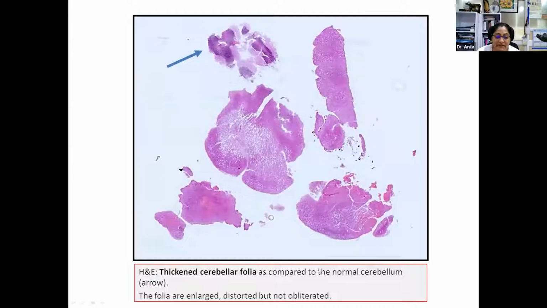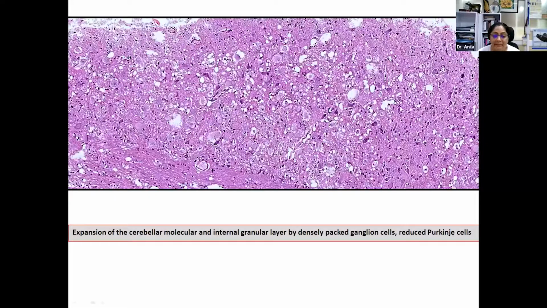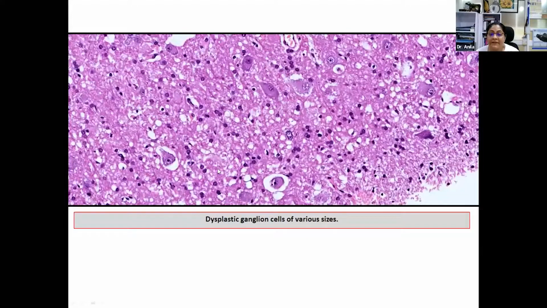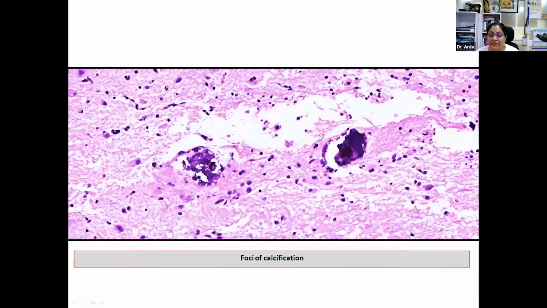These are the HE pictures of the same. There are thickened cerebellar folia, and this is the normal cerebellum. Here is the normal cerebellum with the layers, and these are the thickened, hyperplastic folia of the cerebellum. The cerebellar molecular and internal layers are packed with these pink-looking ganglion cells, and the Purkinje cells are markedly reduced in these tumors. This is the higher power, and these are the large, dysplastic ganglion cells. Vacuolation was also seen in the white matter, with foci of calcification.